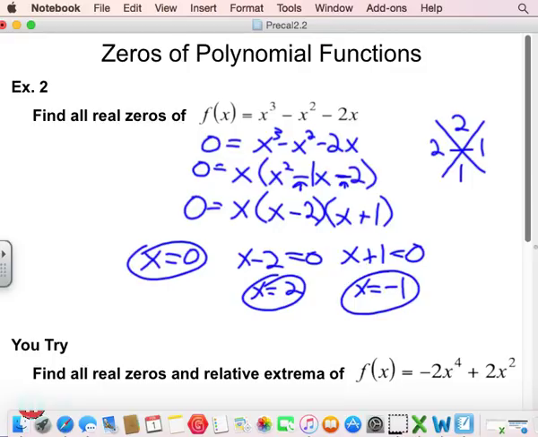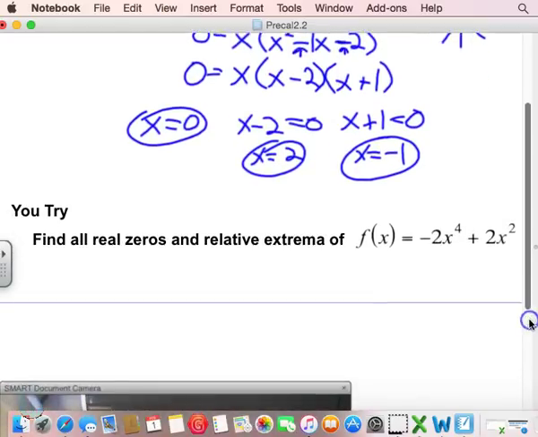I knew I was going to have 3 zeros because it was a cubed function. The exponent tells you how many total zeros you have. They might not all be real zeros, some of them could be imaginary, but in this situation, all 3 of them were real. So go ahead and pause the video, and you try the one down here at the bottom of the screen.